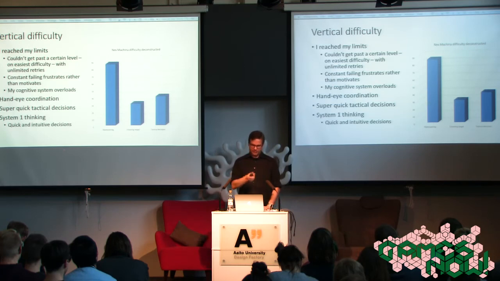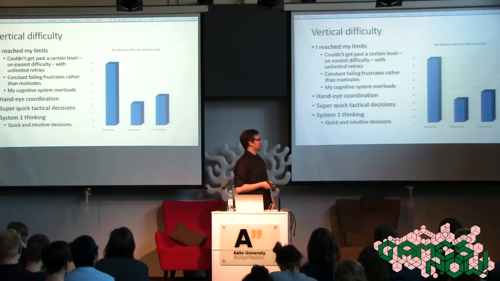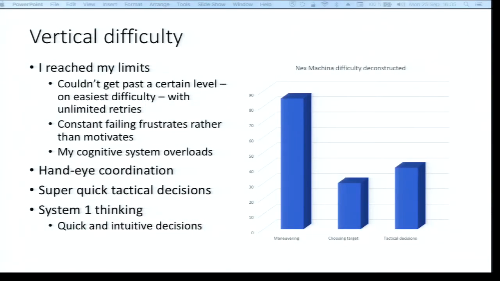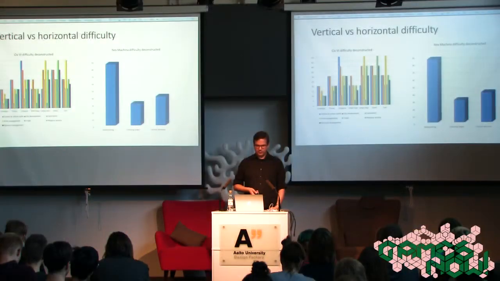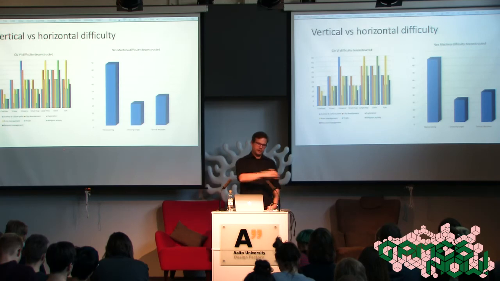And here's a breakdown of Next Machina's difficulty. I found 3 bars there. Maneuvering is the most important, most difficult thing. Then there's choosing the target where to shoot, which is not that difficult. And then there are tactical decisions for when to use the leaping thing. When you compare these things, both games are quite difficult, but they are difficult in different ways.